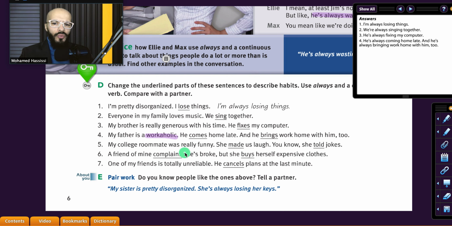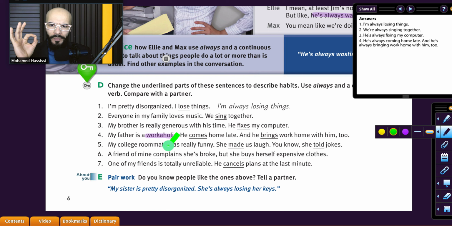My college roommate was really funny. She was always making us laugh. Now, why did I choose the past continuous here? Because the whole situation is in the past. My college roommate was, not is. You get that? So the situation is in the past. If it were in the present, I would have said, she is always making us. Okay? She was always making us laugh, you know. She was always telling jokes. Here it is. She was always telling jokes.